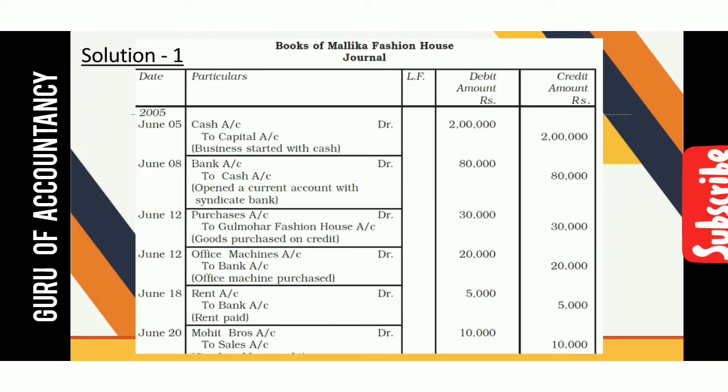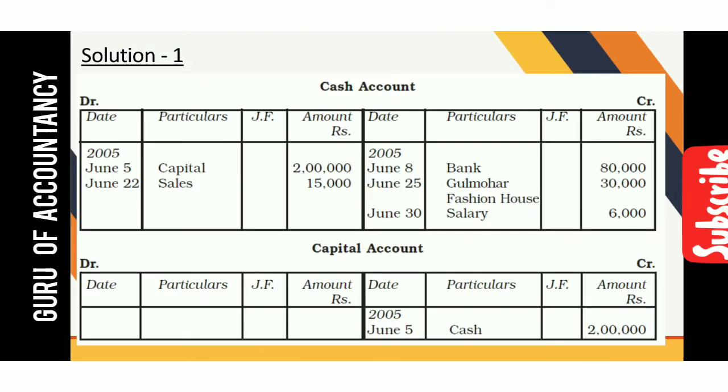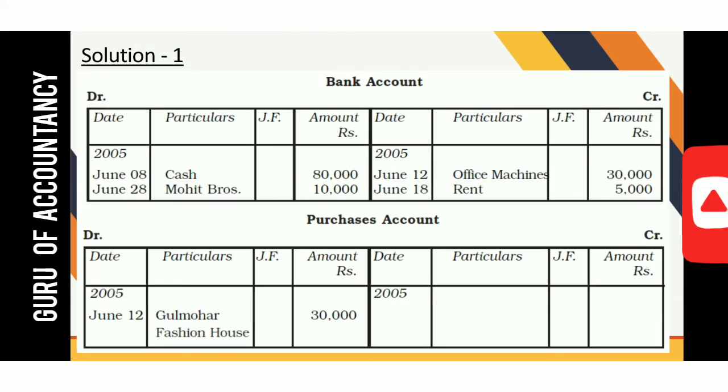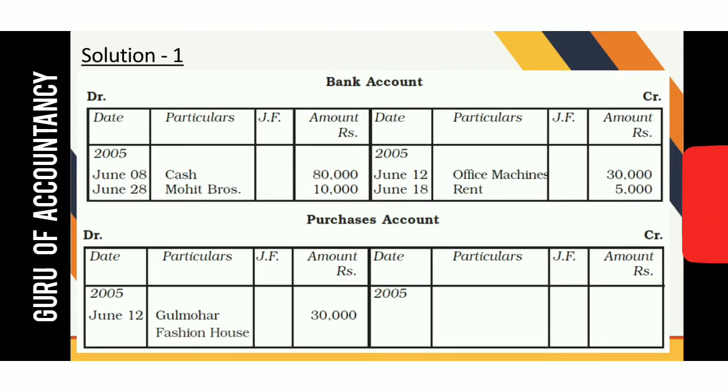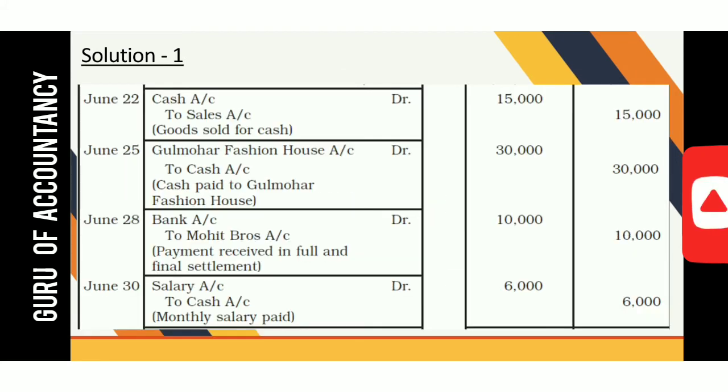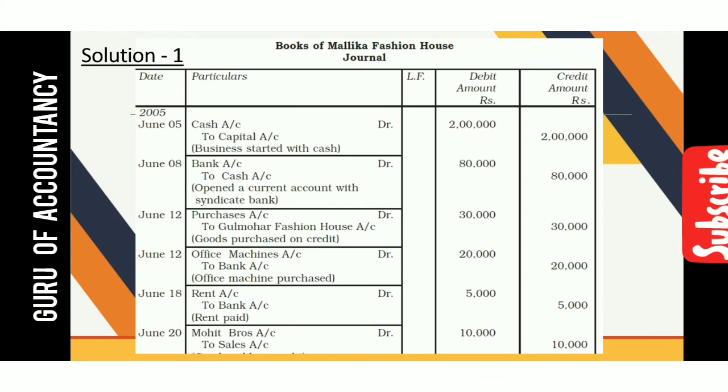June 12 again, office machine account debit to bank. So on the debit side of the office machine account you will write to bank, and on the credit side of the bank account you will write by office machine. Let us see. See the bank account credit side: June 12 by office machine 30,000, and in the office machine account here you can see on the debit side to bank 20,000. So in this way, transactions are recorded in different accounts.